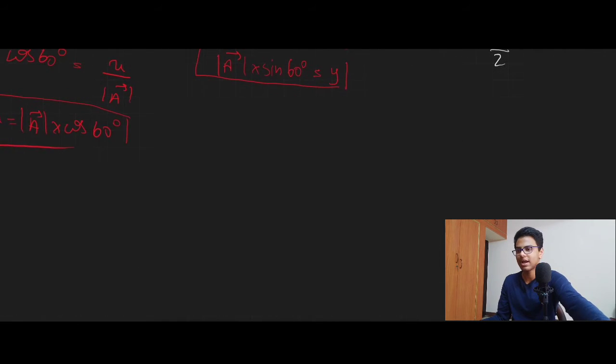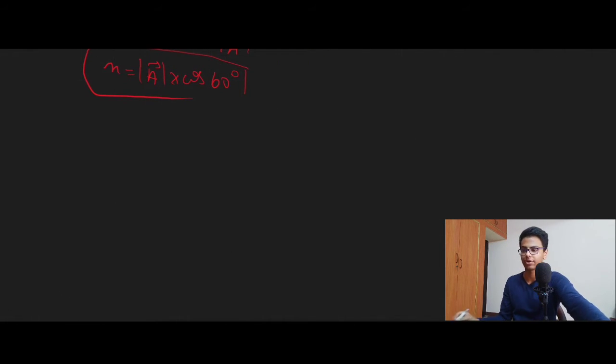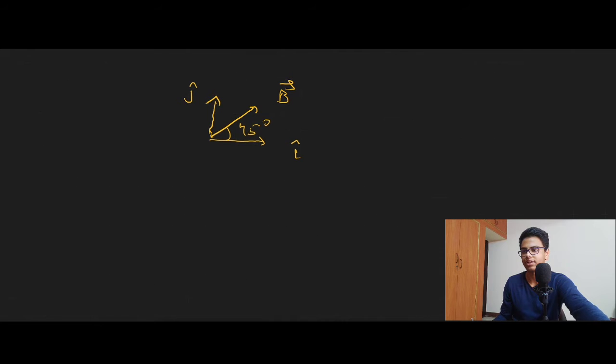Now we're going to do this next question super quick, within seconds. What we are given is this is your b vector. This is your vertical component or y component, and this is your horizontal component, x component. This is your i cap, this is your j cap. This angle is given as, let's say, 45 degrees. So we need to represent b vector in standard form.